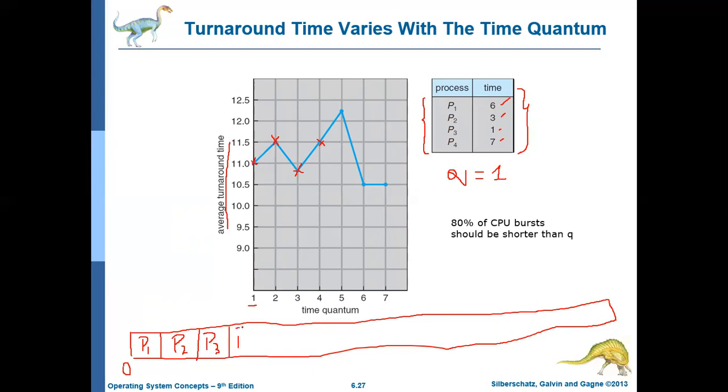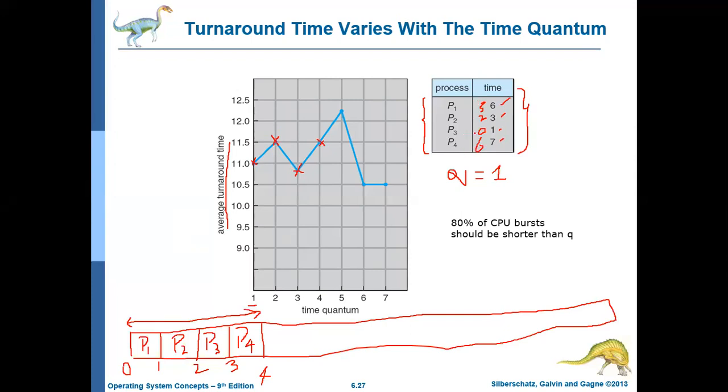Okay. So after one round, what happens? This is one round. The first round has completed at the 4th millisecond. Now the remaining time for each of the processes: for P1 it will be 5, for P2 it will be 2, and P3 has finished. P3 needed only 1 millisecond, so it already completed. P4 has 6 milliseconds.